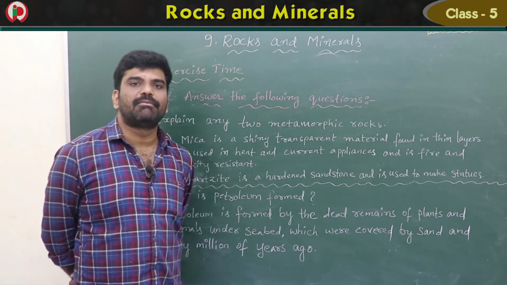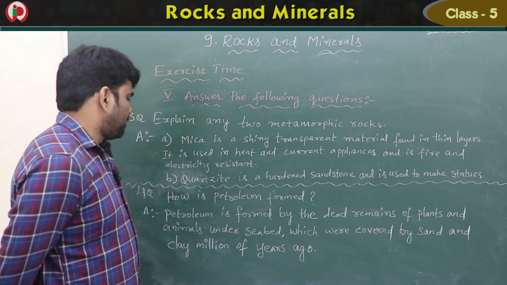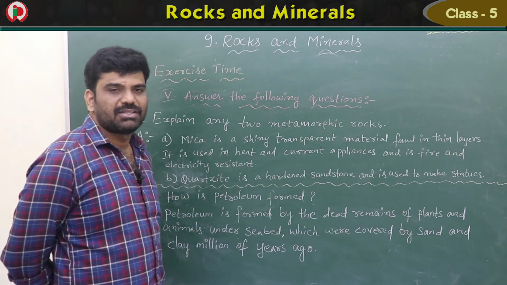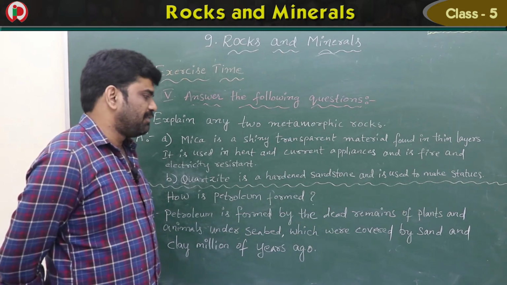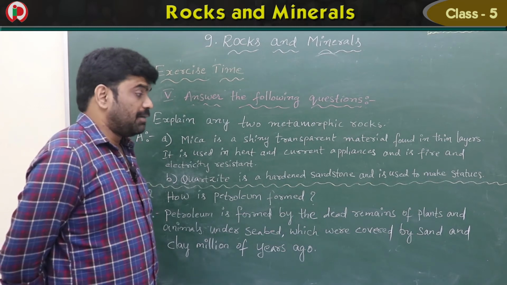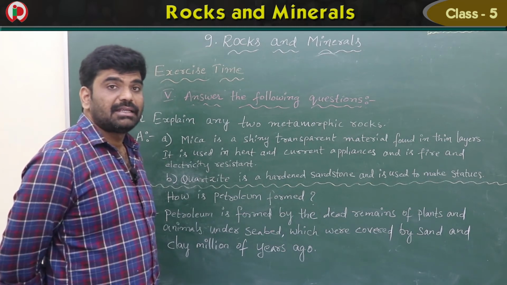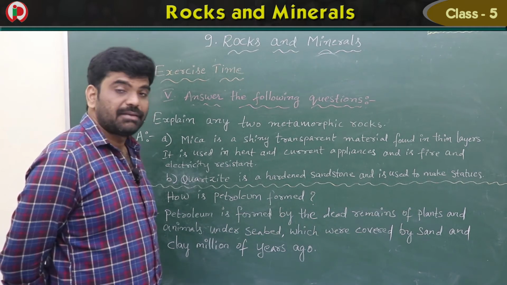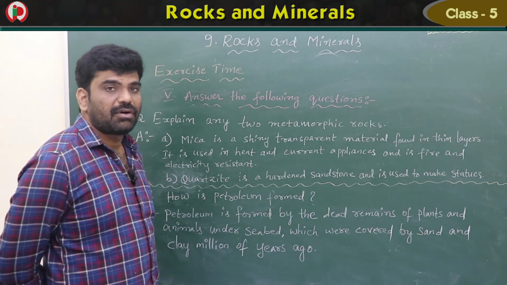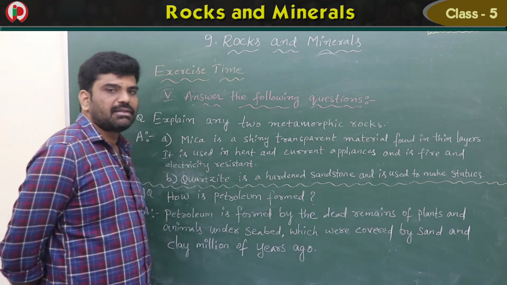How is petroleum formed? Petroleum is formed by the dead remains of plants and animals. Why? Because it is a fossil fuel under the seabed, which was covered by sand and clay. So these dead remains of plants and animals are covered by sand and clay under the seabed, and from that the petroleum is extracted. This is a fossil fuel. Let's see once again the third question.